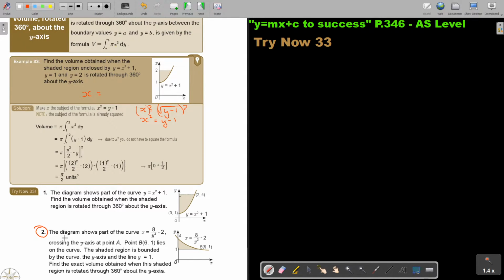Okay. The diagram shows part of the curve. Now let's just write down that curve. Crossing the y-axis at point A, there is A. Point B, 6 and 1, lies on the curve. Okay, there's 6 and 1. The shaded region is bounded by the curve, the y-axis, and the lines y equals 1. Find the exact volume obtained when the shaded region is rotated 360 about the y-axis.